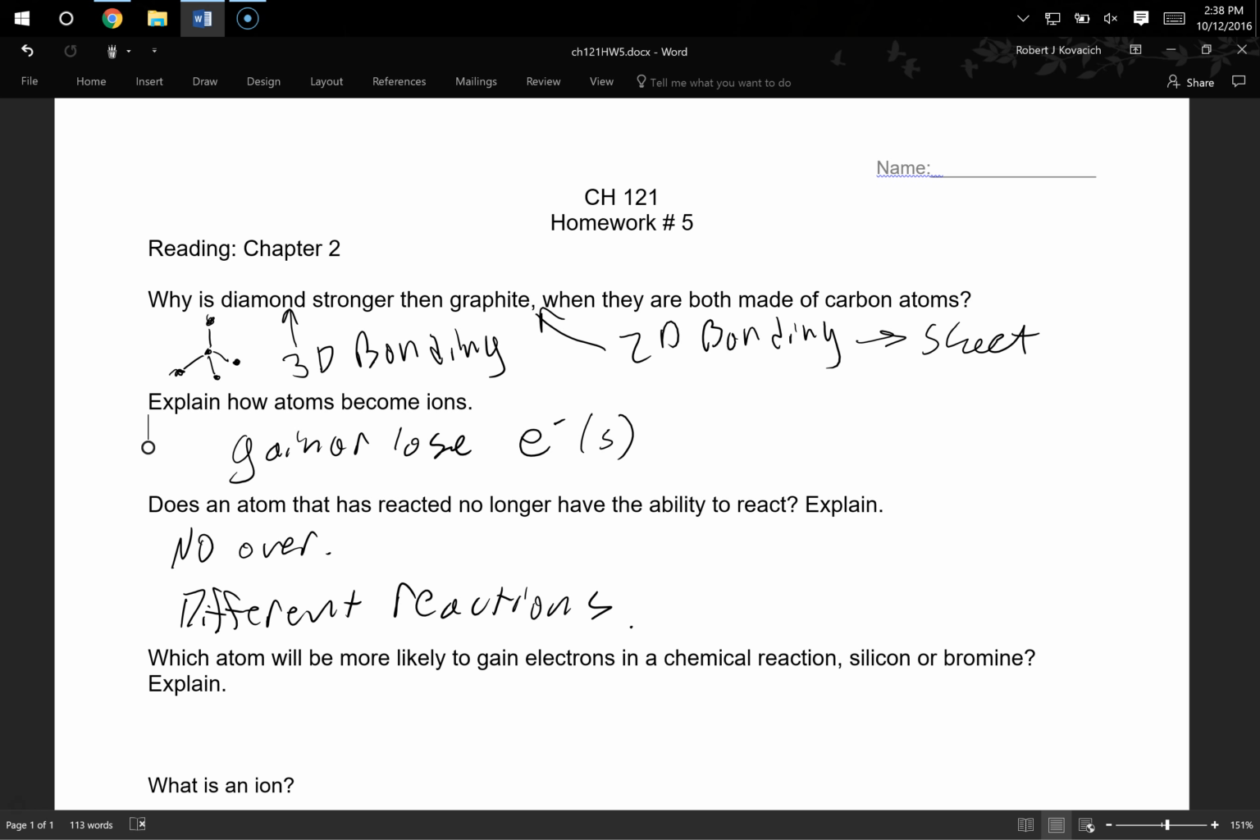So know that reaction that has happened, that's done. That's over with. But that thing can still do stuff. Just because it's lost its electron doesn't mean that substance is no longer able to do things, because it can.